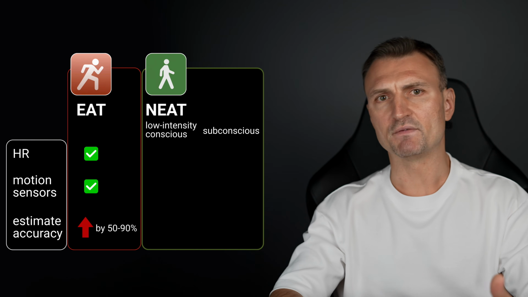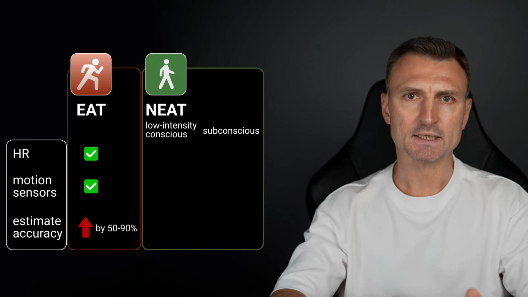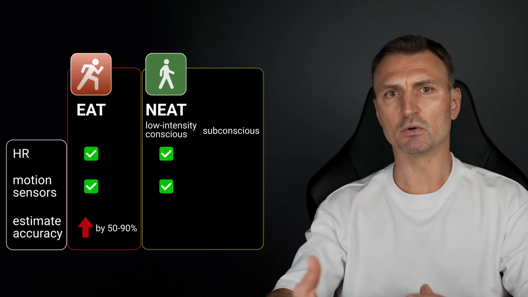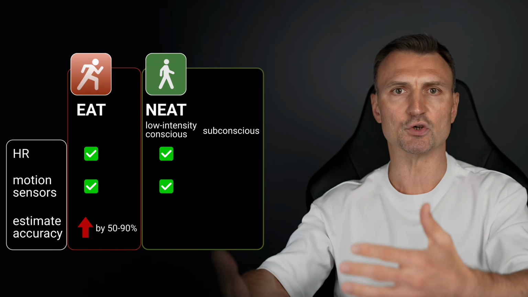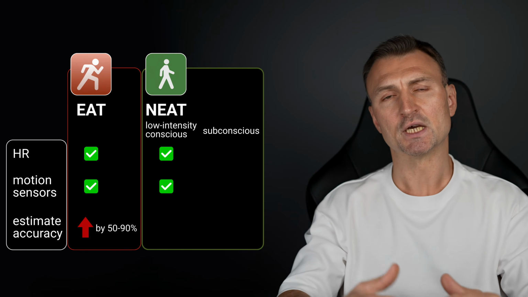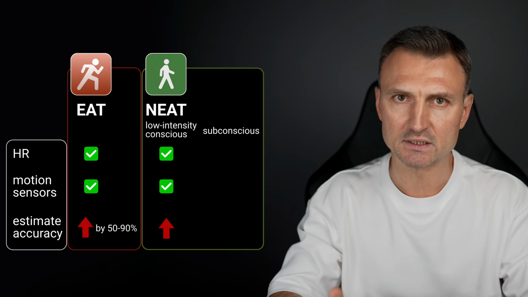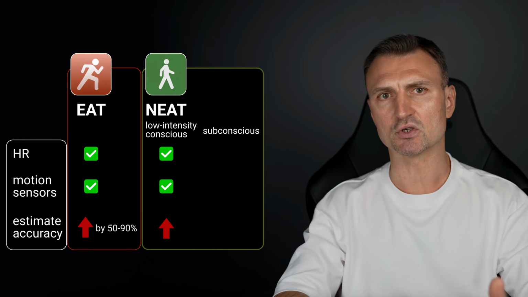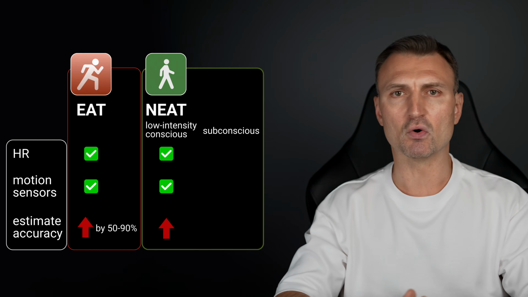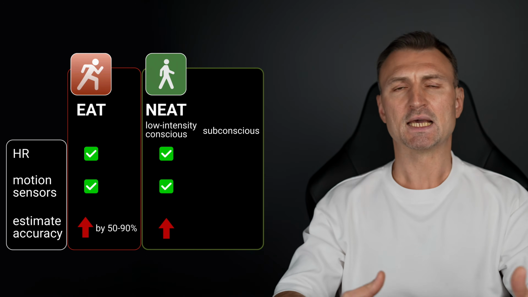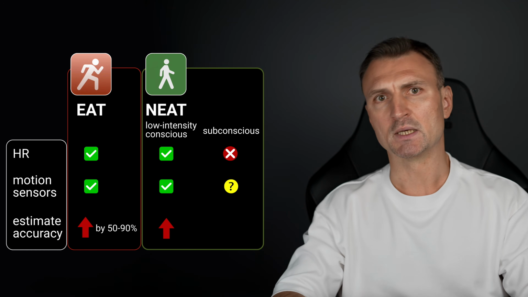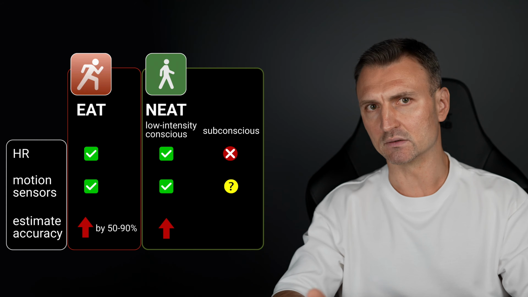For example, if you're using an activity tracker, it may track the part of NEAT which is your conscious low-intensity movement, for example, when you're walking. And oftentimes, again, as with exercise expenditure, this may be overestimated. And as regards spontaneous subconscious NEAT, like the energy expended during fidgeting or with posture changes, indirectly quantifying that with the use of motion sensors is possible, but it's usually of little practical application.